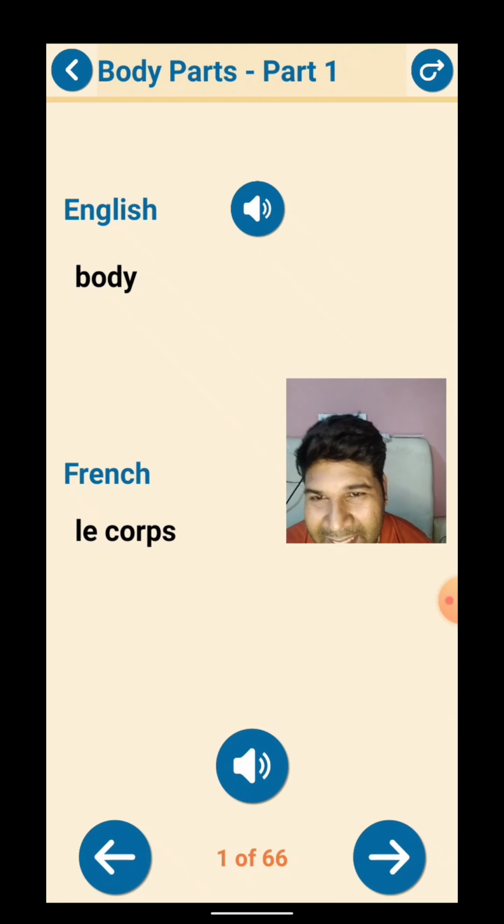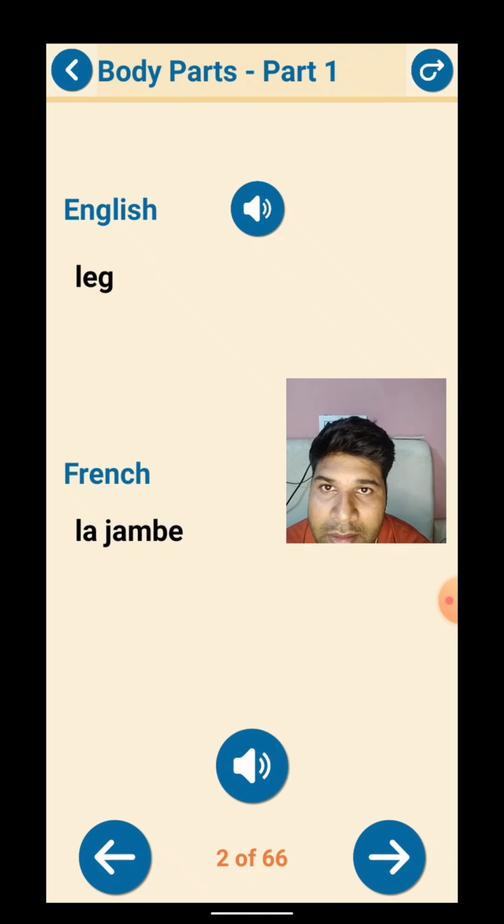So le is added to all the words so that we can understand if the word is female or male. Body is male and it is le. In case something is female, la will be added. And if something is plural, les will be added. So le corps.